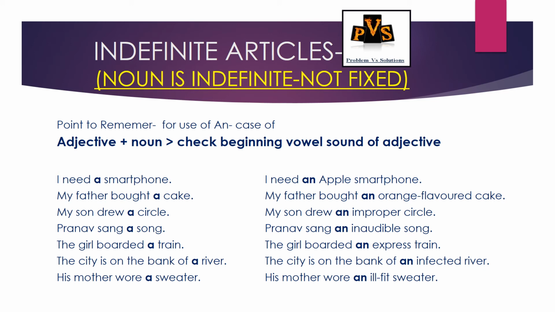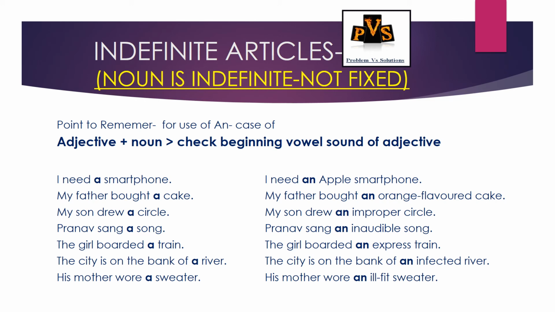In the same way, let's compare the second sentence. My father bought a cake. Come to the right side, second one. My father bought an orange flavored cake. The adjective here is orange flavored and it begins with the vowel sound O. Third, my son drew a circle. See the right side third. My son drew an improper circle. Improper begins with E sound. So an improper circle. See the fourth one. Pranav sang a song. Fourth one there on the right side. Pranav sang an inaudible song.